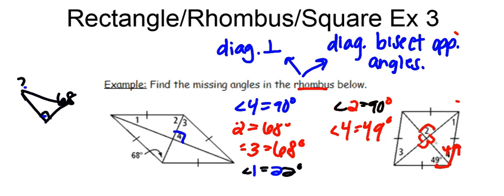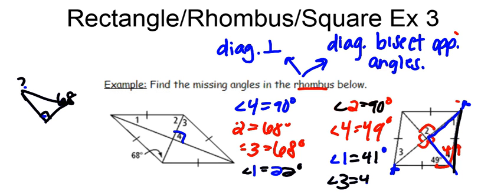And then this little triangle right here that I'm about to outline in blue, triangles have to add up to 180. And you know a right angle, and you know 49. So take 180, subtract the 90 and the 49. So that's going to tell you angle 1 up here at the top is 41 degrees. And since a rhombus is a special kind of parallelogram, the opposite angles, like this angle at the top and that angle at the bottom, those are equal. So angle 1 and angle 3 are the same. So that means angle 3 is also 41 degrees.